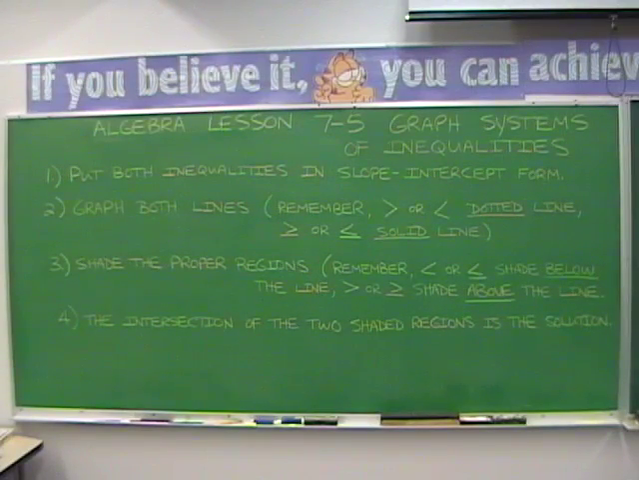Finally, we're going to take a look at our graph, and we're going to find where the 2 regions intersect. And we're going to darken in that region in our graph to show everyone that that is the solution set. Sounds pretty easy? Well, let's take a look at a couple examples just to make sure that everyone knows what I'm talking about.